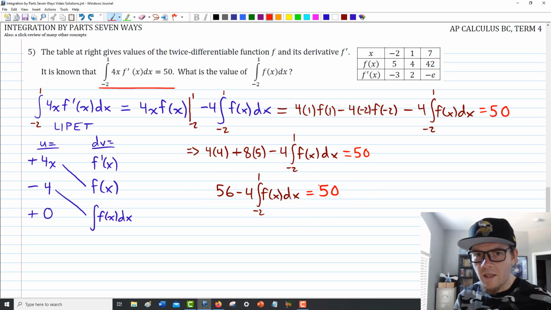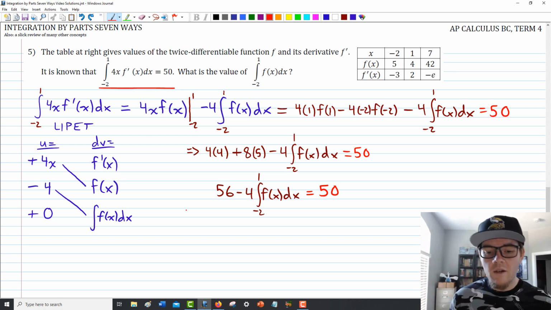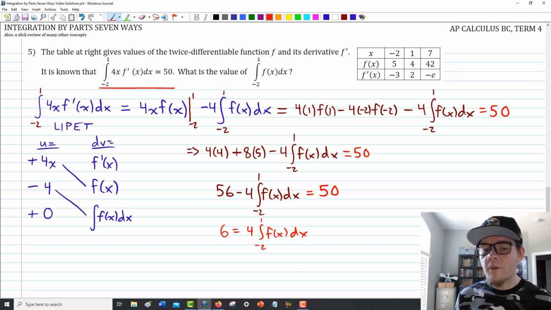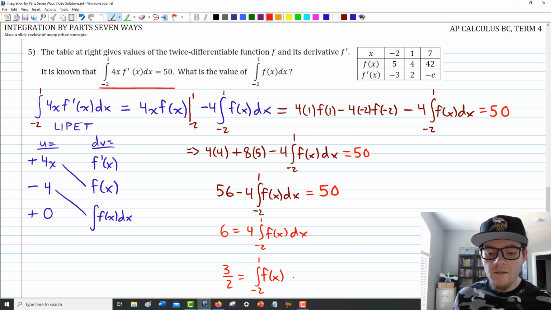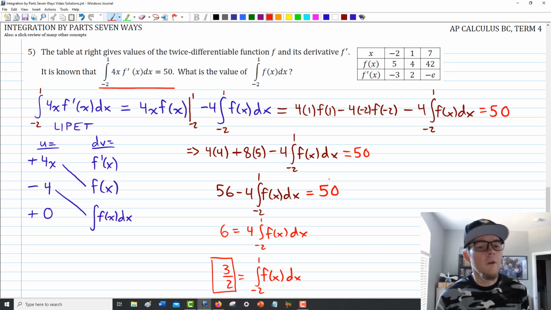So the way I'm going to do this, I'm going to make a couple algebraic steps at once. I'm going to subtract 50 from both sides and add 4 times that integral to both sides. That's going to give me 6 equals 4 times the integral from -2 to 1 of f of x dx. After that, if we divide both sides by 4, we're going to get that 3 over 2 is equal to the integral from -2 to 1 of f of x dx. And guess what? We solved the problem. There's our answer. Turns out that definite integral has to be 3 over 2 in order for that original problem's value, or the original definite integral, to be equal to 50.